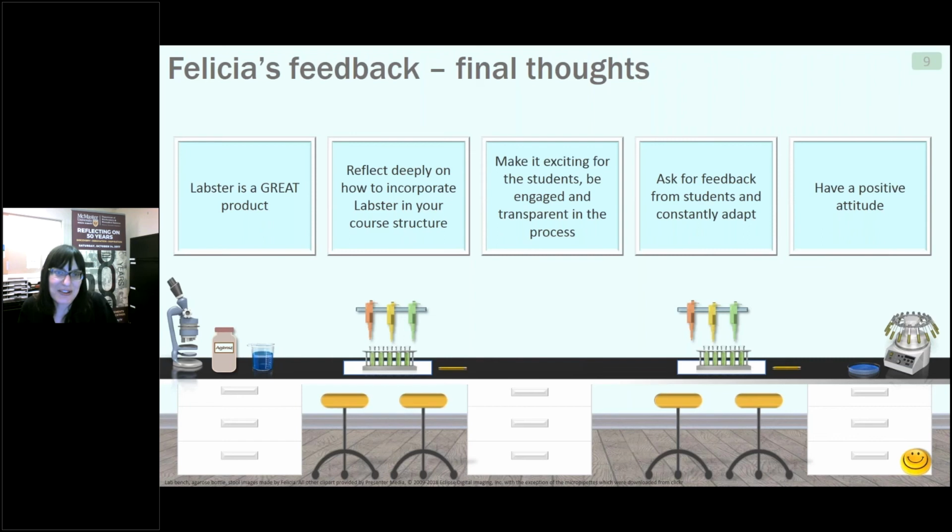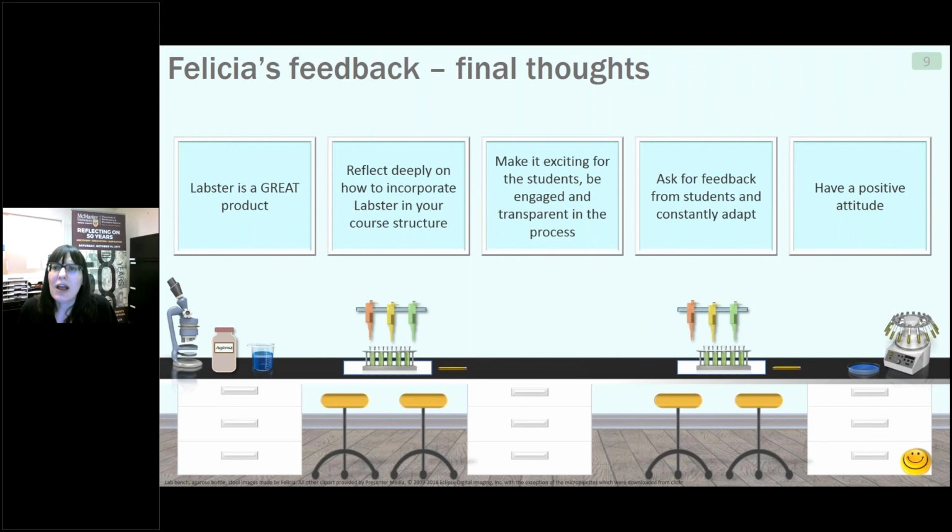I do have a couple of tips here. If you do decide to use this in a flipped class or lab experience, reflect very deeply on how to incorporate Labster in your course structure. Make it exciting for the students, be extremely engaged and transparent in this entire process. Always ask for feedback, both formal and not formal, it doesn't always need to be formal, from students, and constantly adapt.